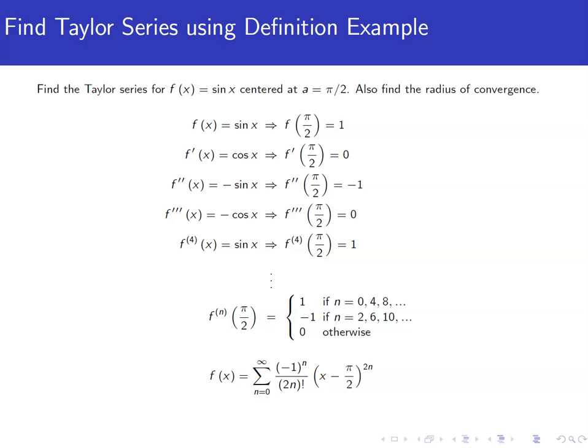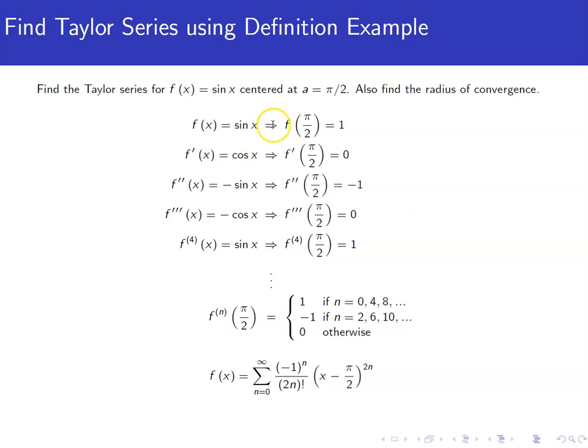In this video, we're going to look at finding a Taylor series through the definition of the Taylor series. So the function that we're interested in is sine of x. We want this centered at a equal to pi over 2, and we're asked to find the Taylor series and find its radius of convergence. So again, looking at the definition, we need to take successive derivatives of the function, plug in the center, which is pi over 2 in this case, and see if we can get a pattern for the coefficients.